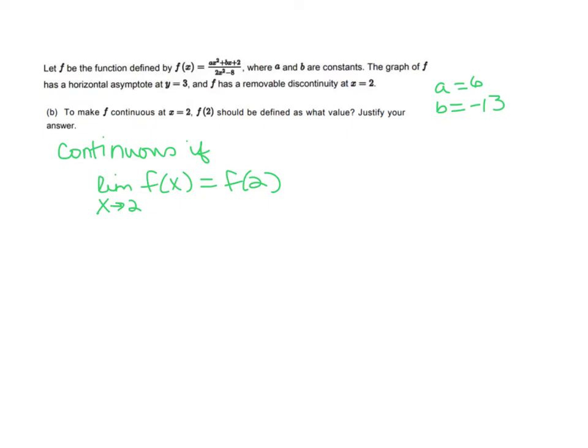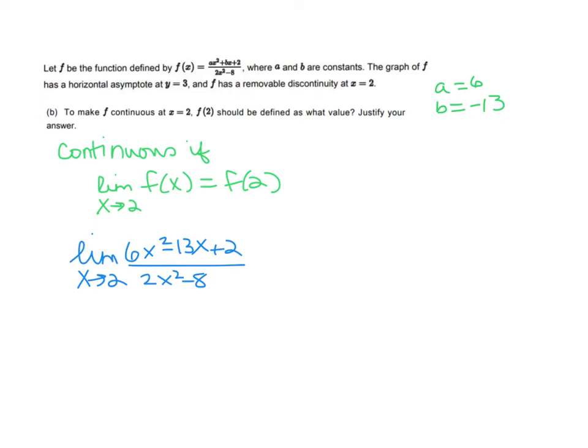This one, we don't need to really worry about that because we don't have a piecewise function. But we want our limit to be equal to f of 2. So what we need to do is figure out what the limit as x approaches 2 is going to be equal to, and that will give us what f of 2 should be. So let's go ahead and find our limit.